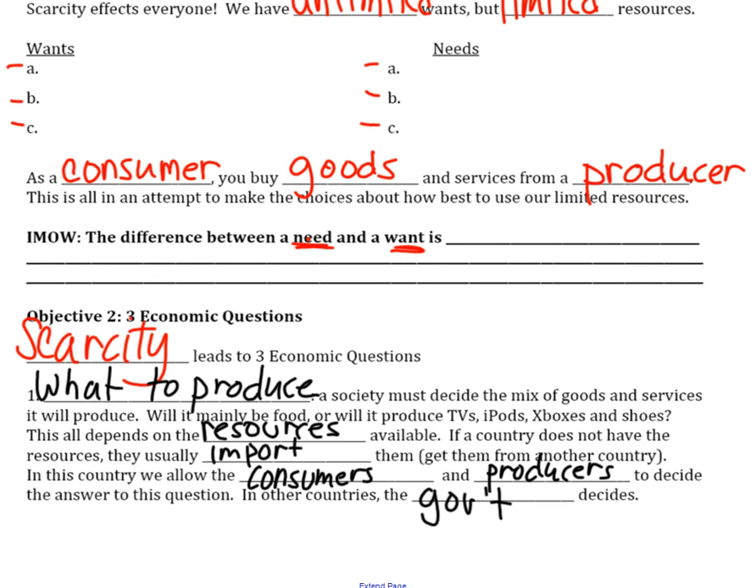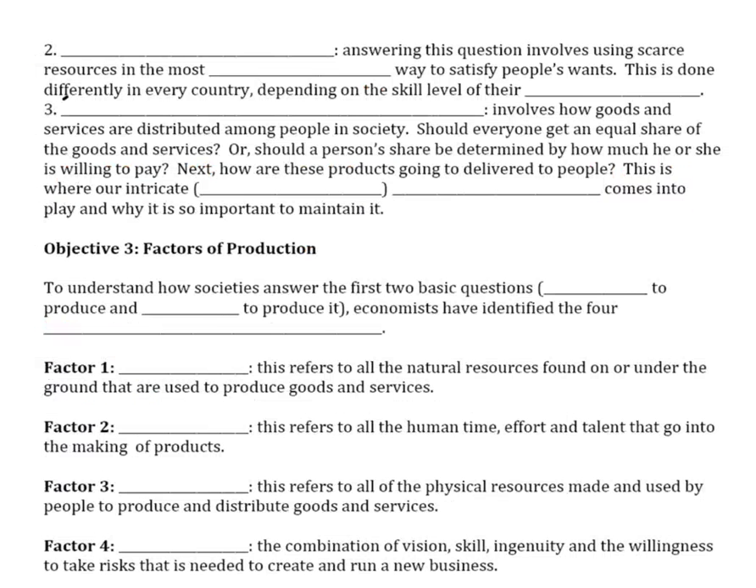And like I said in class, I don't know about you, but I don't want a whole bunch of grumpy old men making decisions about fashion for me. So that's why I like the fact that the consumers have a hand in determining what is going to be out there and available in the stores. So the first question was what to produce.